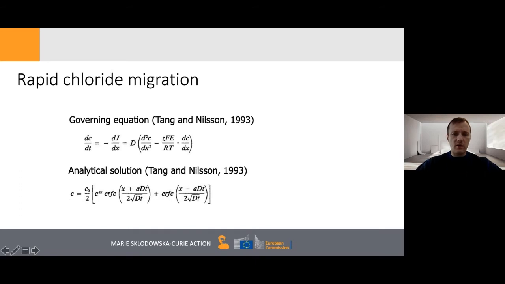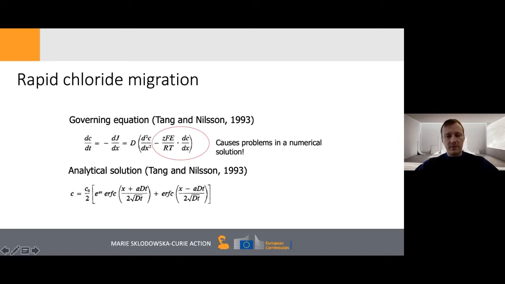So this is the governing equation of this process. We have chlorides, we have the diffusion coefficient, and this is our diffusion term, and this is the migration term, which has as one of its parameters the voltage, the potential difference. And the higher the voltage we apply, the faster the chlorides will penetrate into our specimen. For this problem, there is an analytical solution that Tang and Nilsson derived in the early 90s. If we simulate that, we can also use this analytical solution to see how well our model performs.